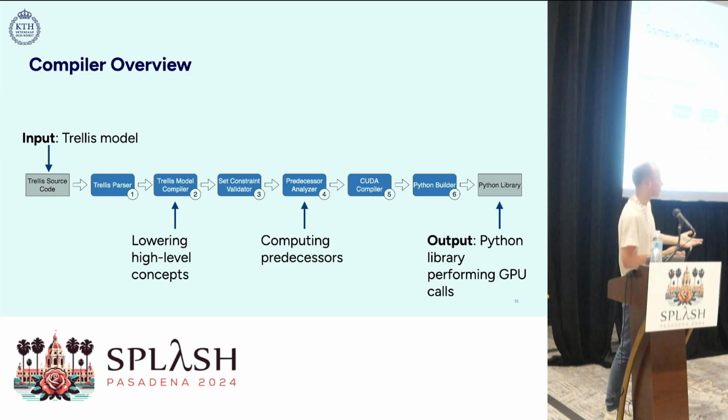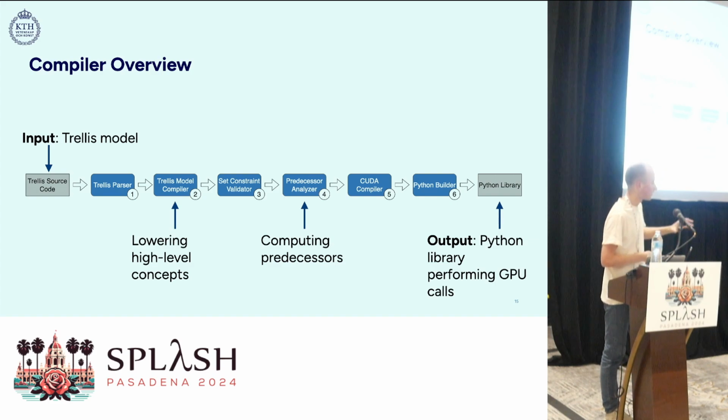What this means in the end is that the user can write a Trellis model and they don't have to write a single line of GPU code themselves, but they still get the ability to make use of efficient GPU code.